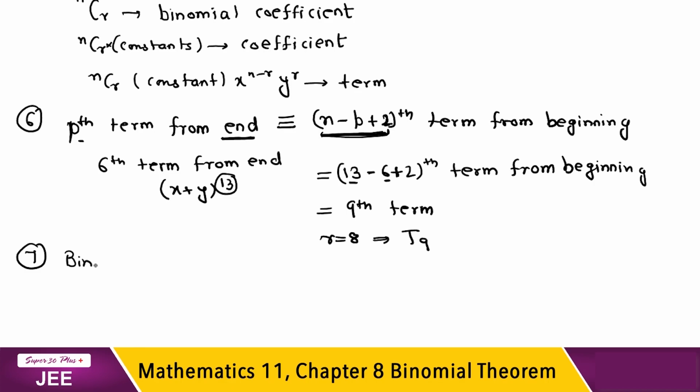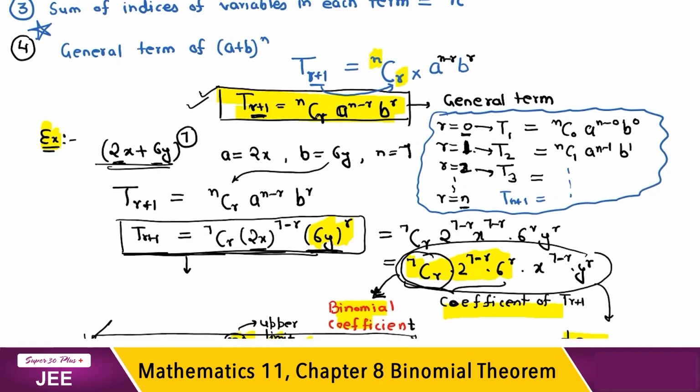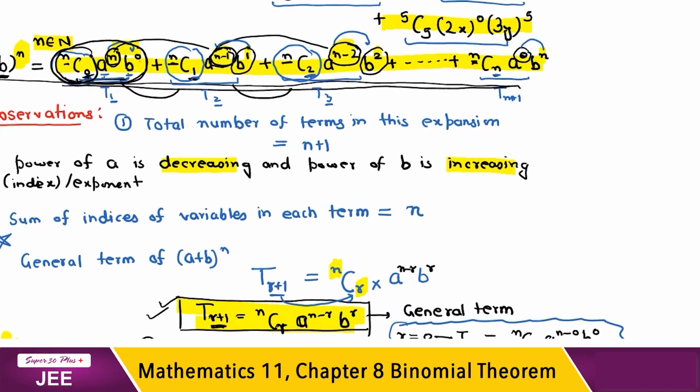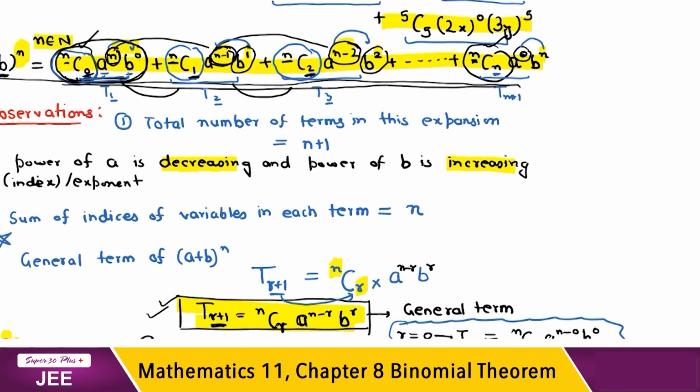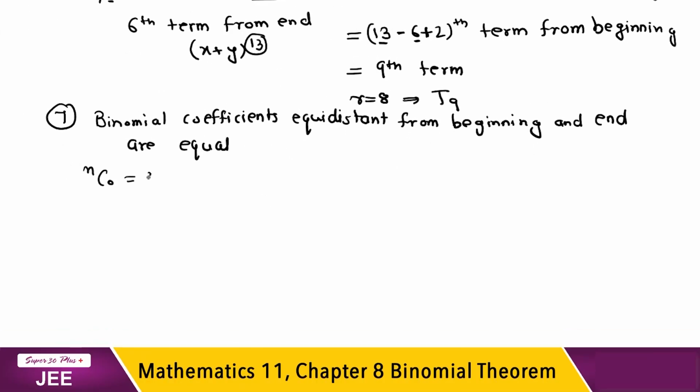Alright, 7th: binomial coefficients that are equidistant from the beginning and end are equal. What I am trying to say is nC0 is the binomial coefficient of the first term, and nCn is the binomial coefficient of the last term. The number of ways to select 0 objects is as good as the number of ways to select n objects out of n. So these two are going to be equal. We can say that nC0 is equal to nCn.